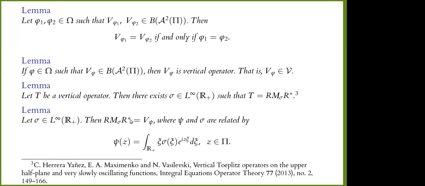And it is known from a 2013 paper, where it is shown that whenever T is a vertical operator, there exists sigma coming from L infinity of R plus, such that T can be written as R m sigma R star. So whenever we expand this R m sigma R star, it takes the form of V psi, where psi and sigma have this relation.